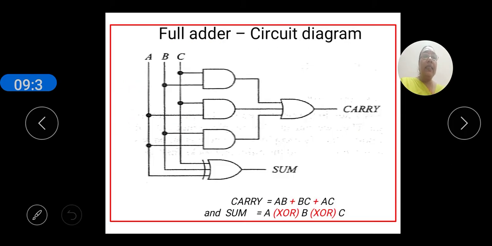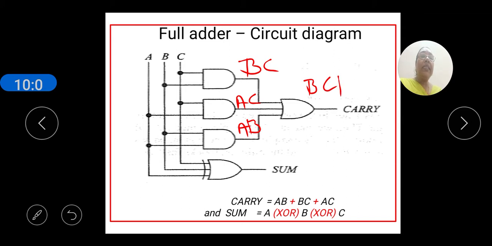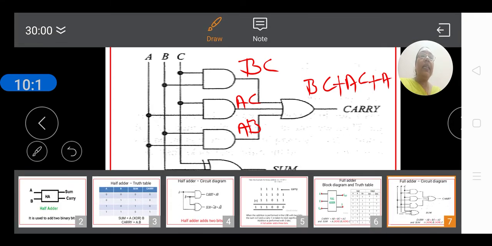So in the next slide, I have given the circuit diagram for full adder. The first AND gate adds B and C. So the first AND gate output is BC. The second AND gate adds A and C. So the second AND gate output is AC. The third AND gate output is AB. So the output of this OR gate is nothing but BC plus AC plus AB. So this is nothing but the carry.